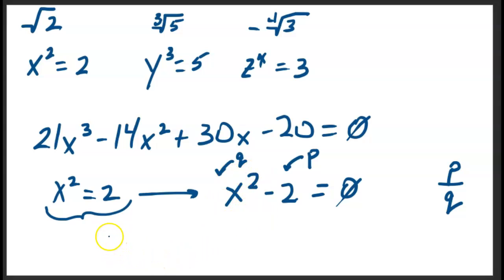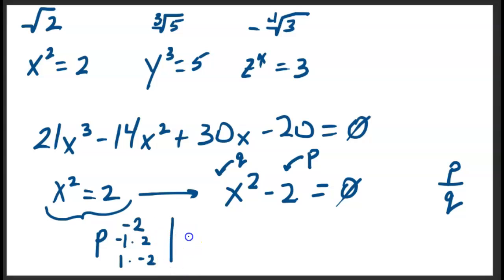So for the P then, we're interested in the factors of -2. That could be -1 times 2. It could be 1 times -2, and I'm not aware of any other factors. So there are 4 factors to consider: -1, 1, 2, -2.